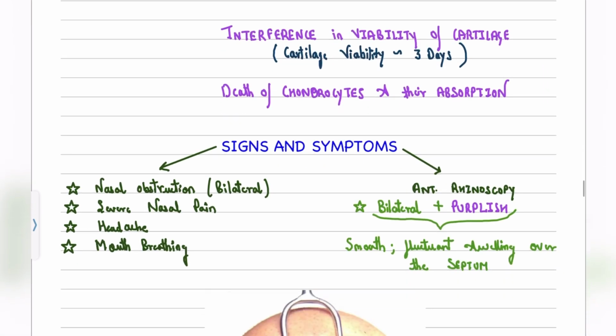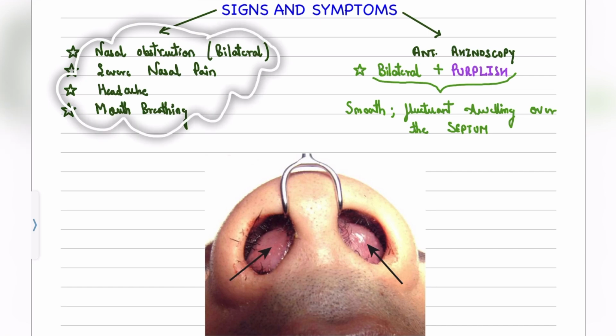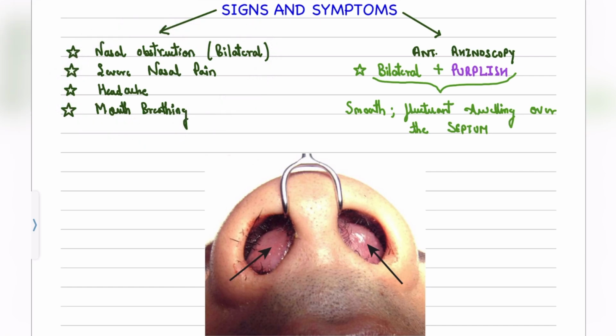Now let's move ahead and discuss the signs and symptoms of septal hematoma. So these right here are the signs of septal hematoma. First of all, obstruction is going to be bilateral.